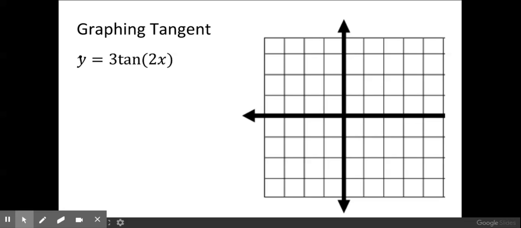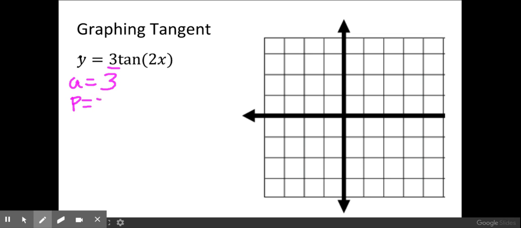So for this example, we are going to be graphing the tangent function. The equation is y equals 3 tangent of 2x. So we first start by stating what the amplitude and period are of the function. The amplitude is the number that is in front of the trig function. So for this one, it is 3.